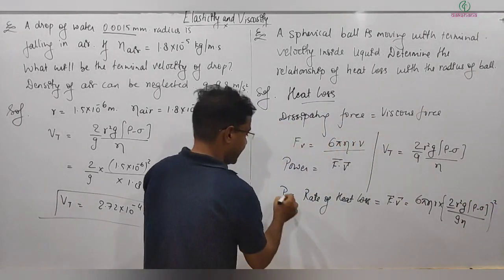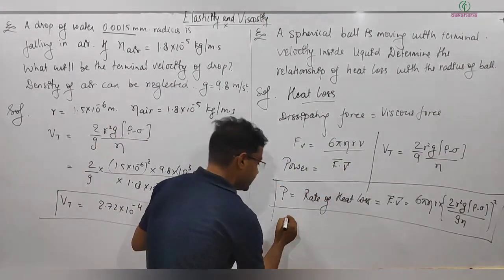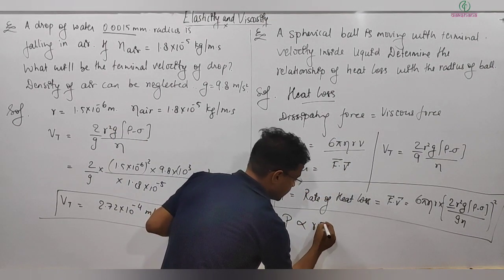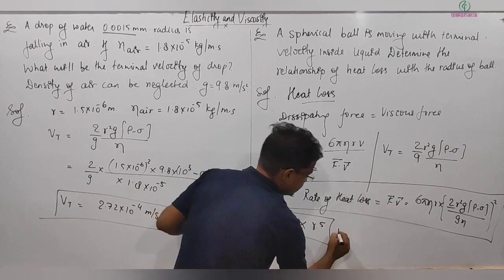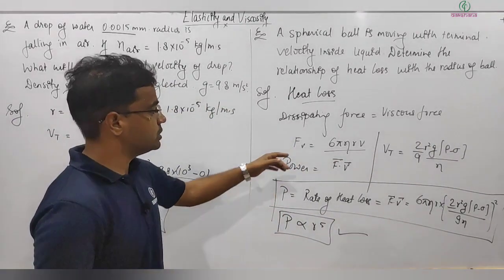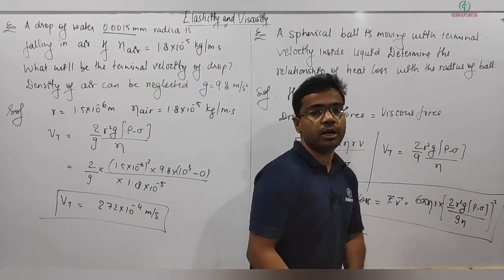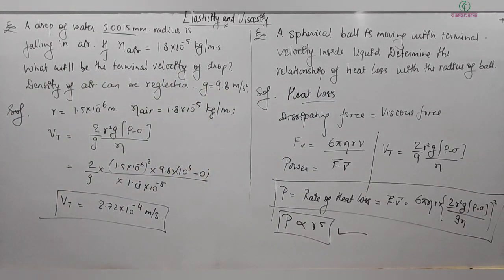So the actual relationship of the rate of heat loss will be that, and you can write from here P is directly proportional to r raised to power 5. So this is the answer to this problem. Things are easy and straightforward. You just need to remember these relations. This is from Stokes' law, and that is the formula of terminal velocity. Just substitute the values, and we get straightforward answers.